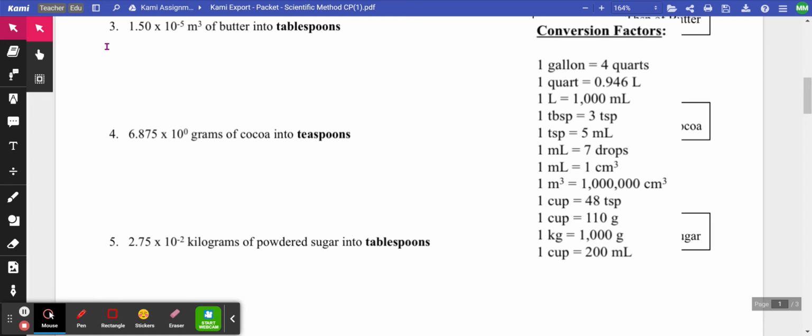All right, guys, let's do number 3. We're gonna change the scientific notation to standard format. 1.50 times 10 to the negative 5 meter cube of butter into tablespoons.